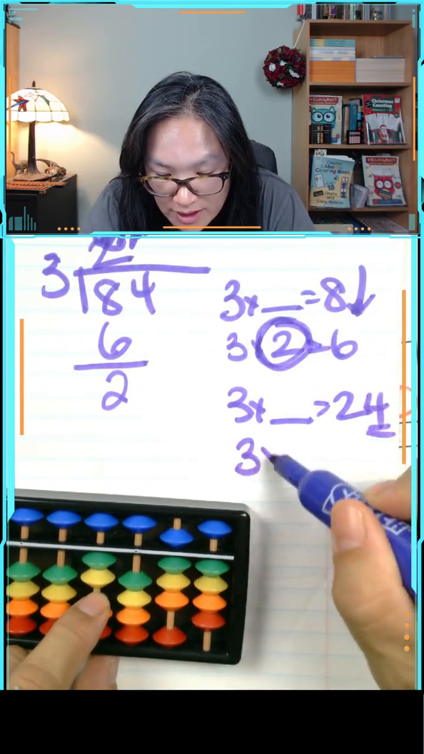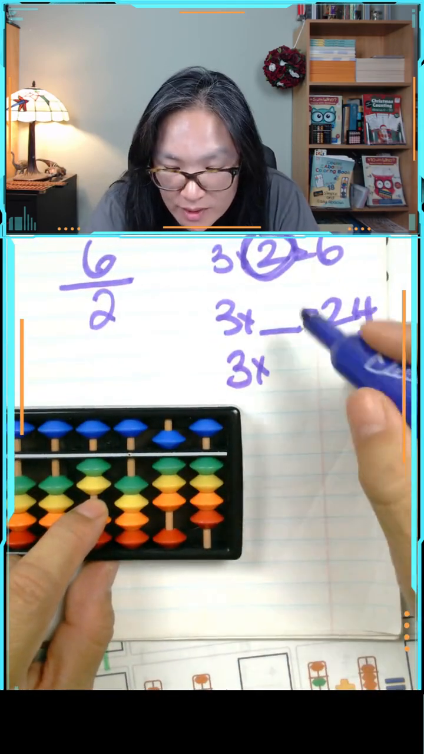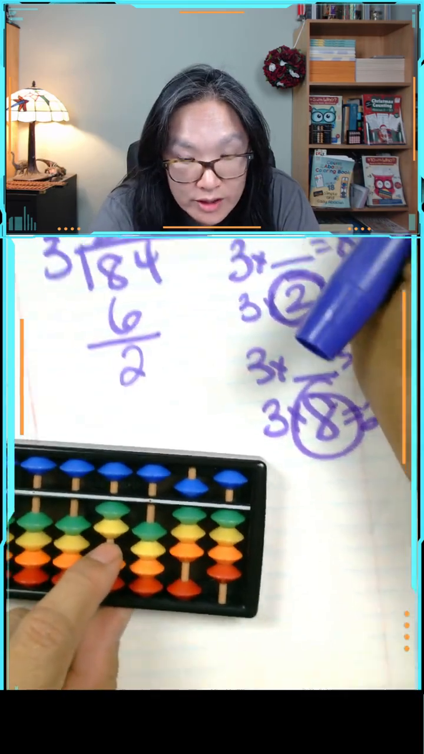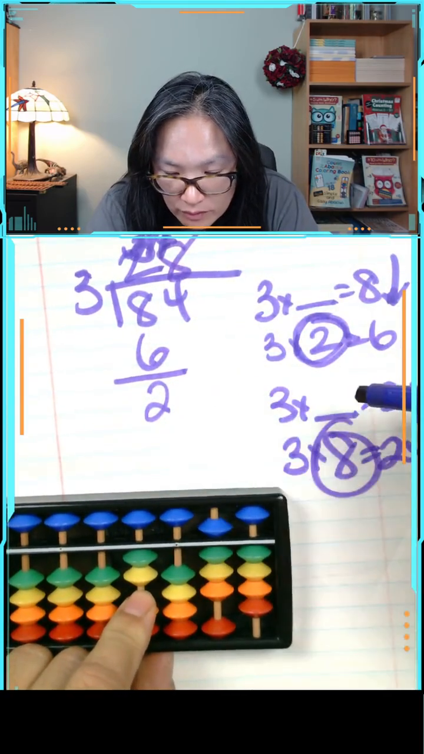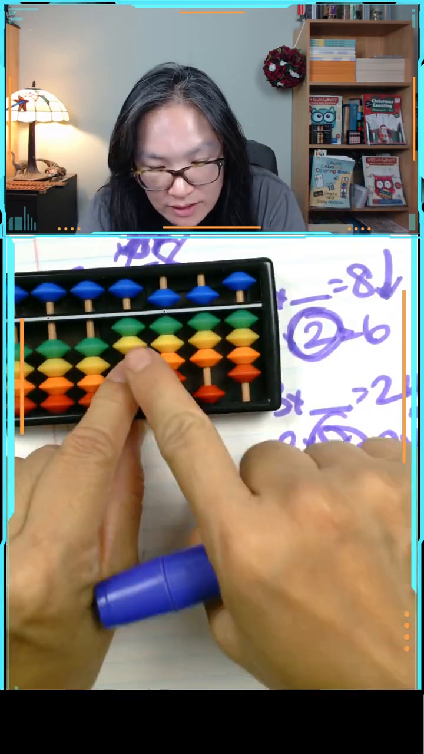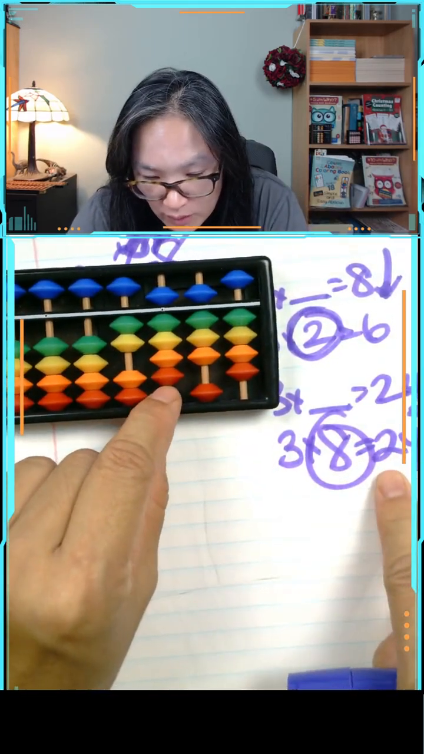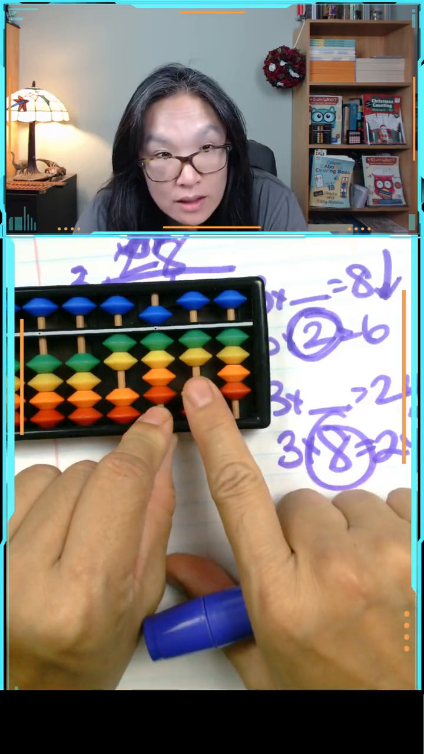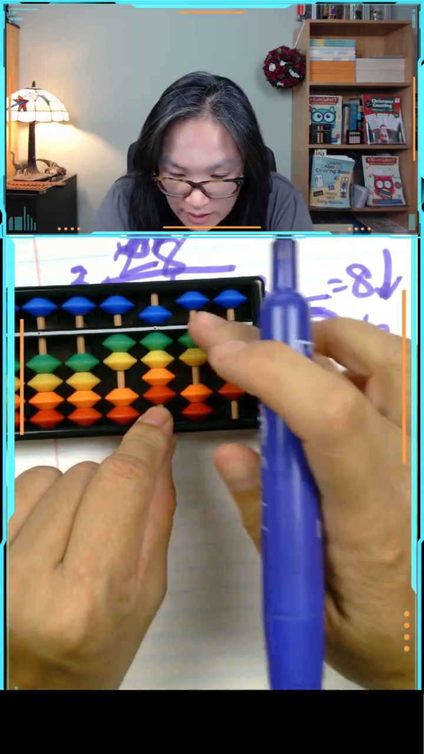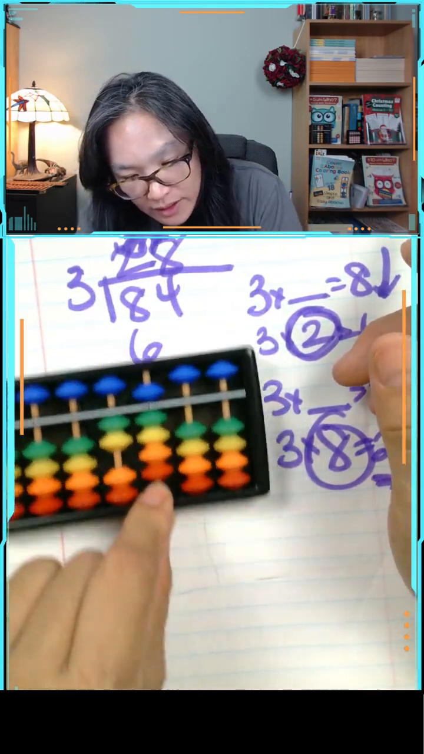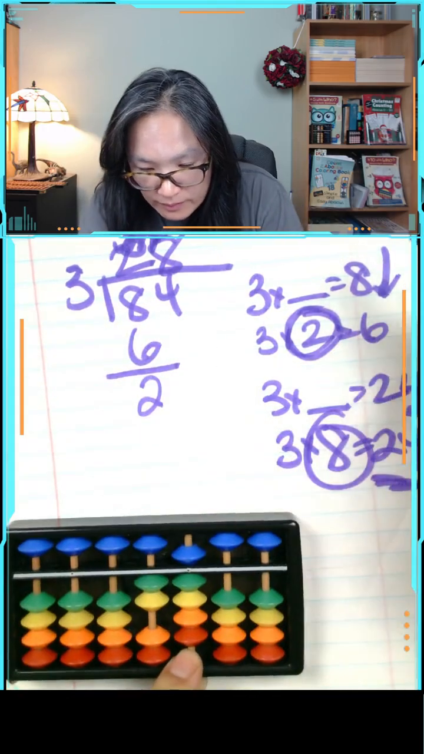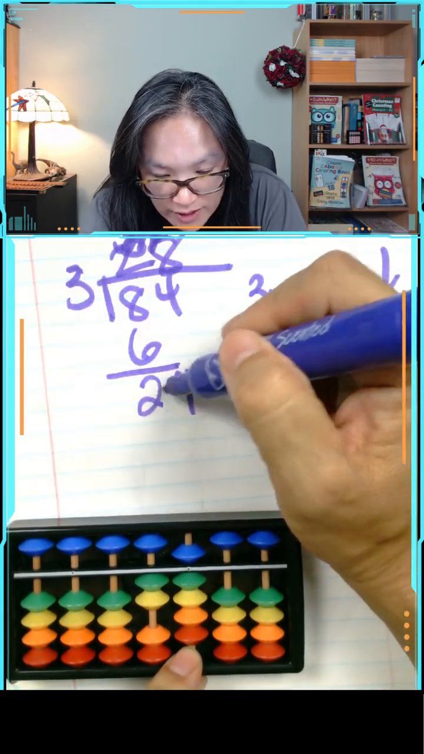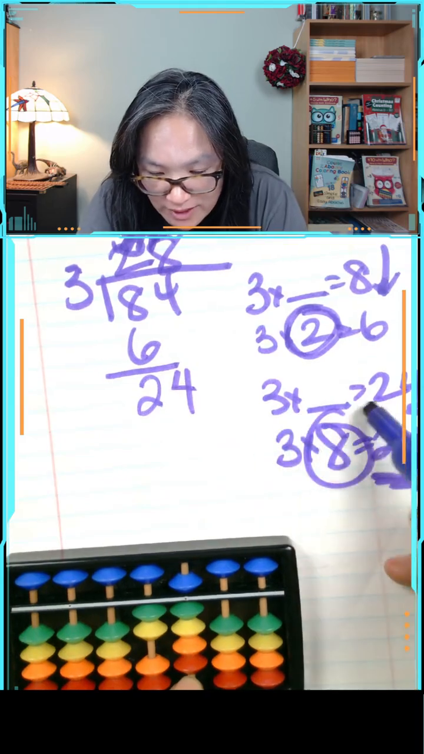So we have to do 3 times what is equal to 24. 3 times 8 is equal to 24. 8 is our quotient. So we put 8 up here, and we put our 8 there. See how there's 8? So there's 20, there's 8. And then we take away 20 and we take away 4. Oh, I forgot to say 6. So we take away the 20 and we take away the 4. So my final answer is 28, because we do that. And then we don't do how many times does 3 go into 4. We figure out 3 times what is 24.